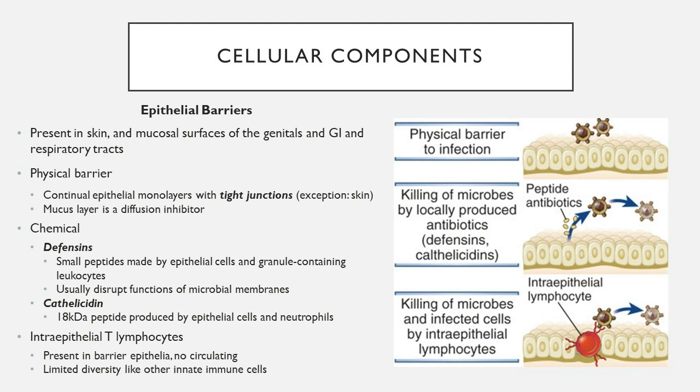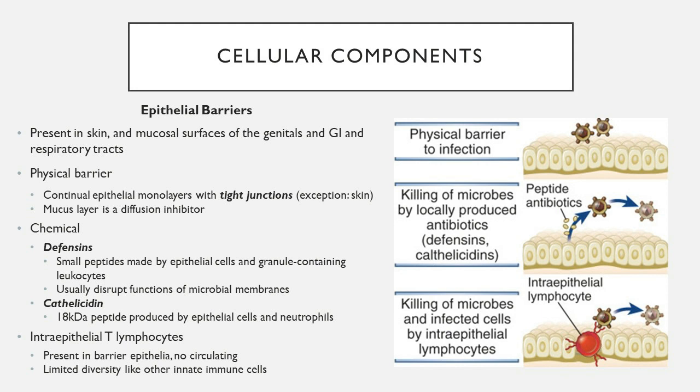Epithelial barriers also have chemical mechanisms for fighting against microbes. The two big classes of chemicals that help do this are defensins, which are small peptides produced by epithelial cells and granule-containing leukocytes that can disrupt functions of the microbial membranes, and then cathelicidins, which are peptides produced by epithelial cells and neutrophils that have a broad range of mechanisms, including direct toxicity to a broad range of microorganisms. And also they serve to activate and recruit leukocytes and other types of cells for the eradication of microbes.